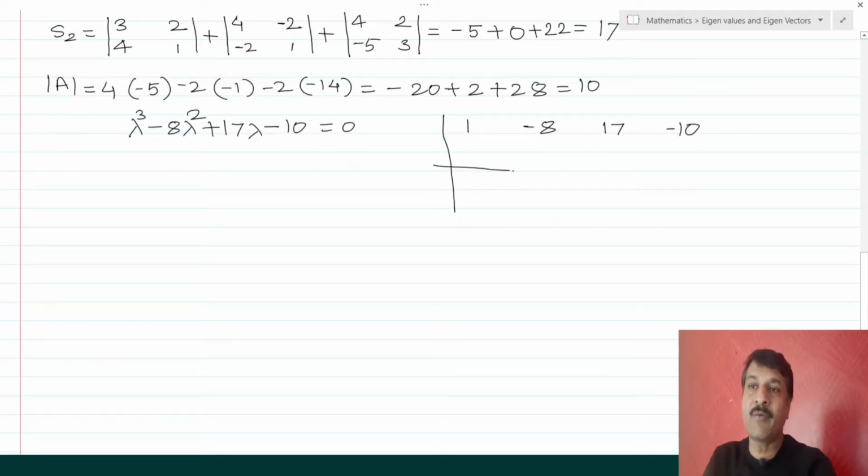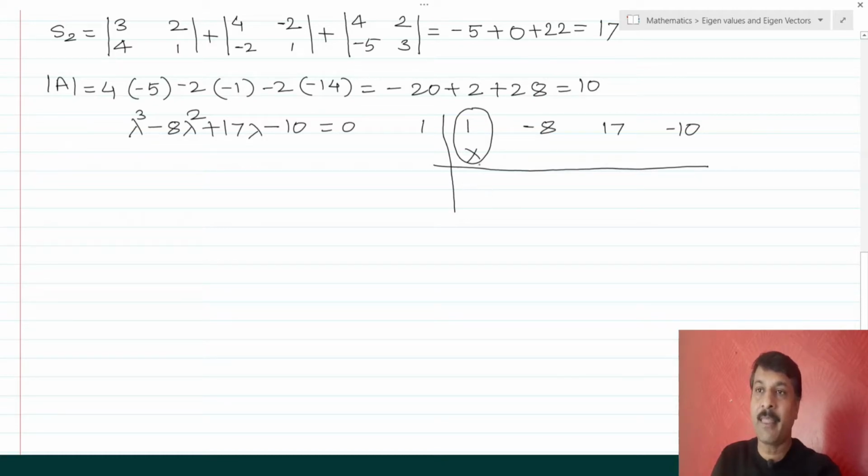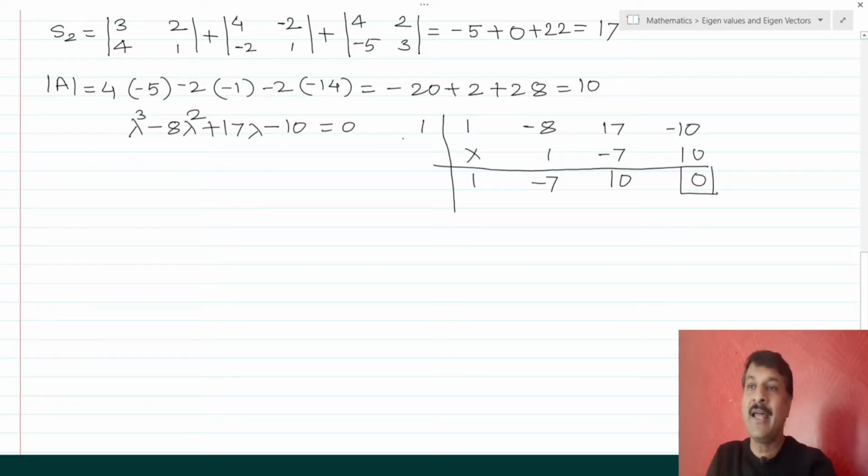And try for 1. What is the method? You try for 1. Here cross. So what is the addition of this one? Cross means here nothing, so addition is 1. So 1 into this 1. Here you write the addition of these 2, so I am getting minus 7. Then multiplication of 1 and minus 7 is here. So I am getting 10, and 10 into 1 here. If we get 0, then lambda equal to 1 is a root.